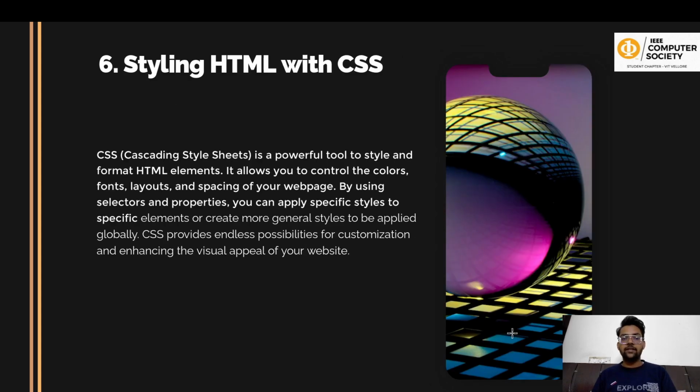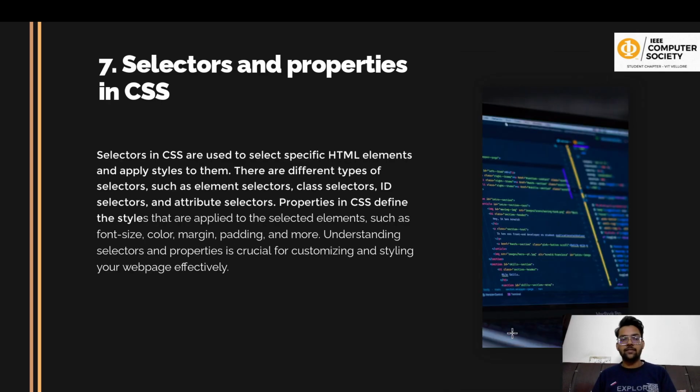So now, styling HTML with CSS. CSS is a powerful tool to style and format HTML elements. It allows you to control the colors, fonts, layouts, and spacing of your web page. By using selectors and properties, you can apply specific styles to specific elements or create more general styles to be applied globally. CSS provides endless possibilities for customization and enhancing the visual appeal of your website.